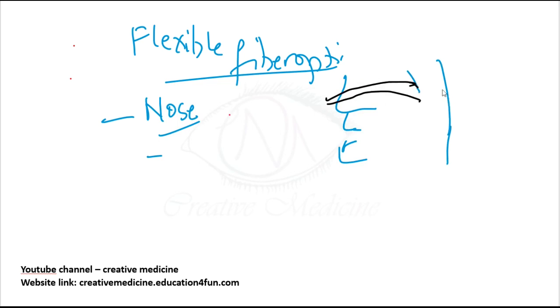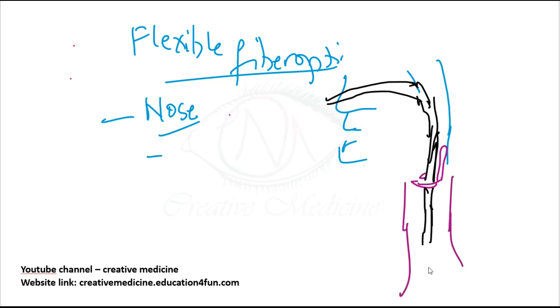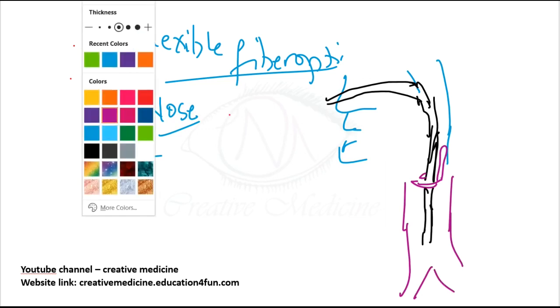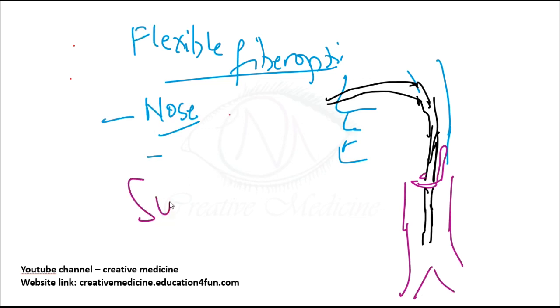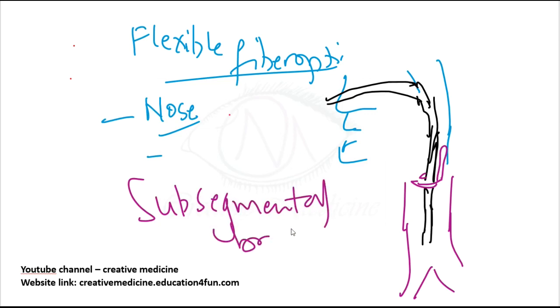Number one, you can see the posterior choana. Then the pharynx can be visualized. If you go down, the epiglottis and the vocal cords will be visualized. If you go even further down, you can see the rings of the trachea, the carina and the segmental bronchi. Remember, not just segmental bronchi, even the subsegmental bronchi are visualized in flexible fiber optic bronchoscopy.